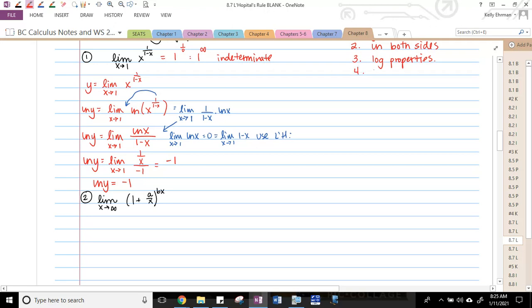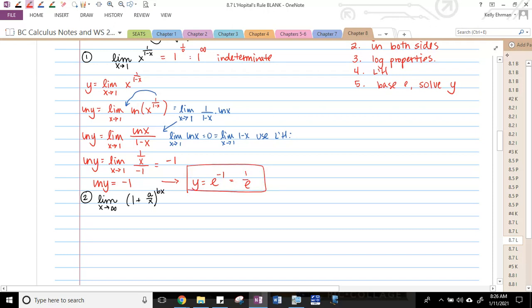Oh, sorry. Step 4, L'Hopital's. Step 5, base e, solve for y. Okay, so anyway, that means that y equals e to the negative 1, or 1 over e.